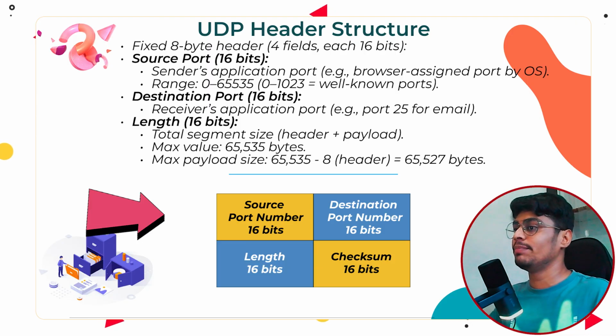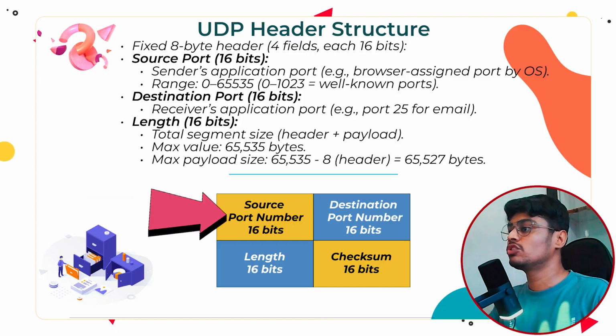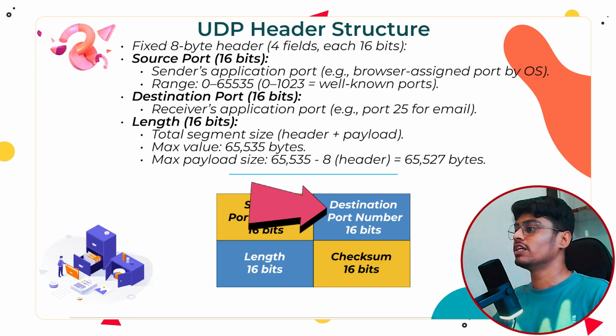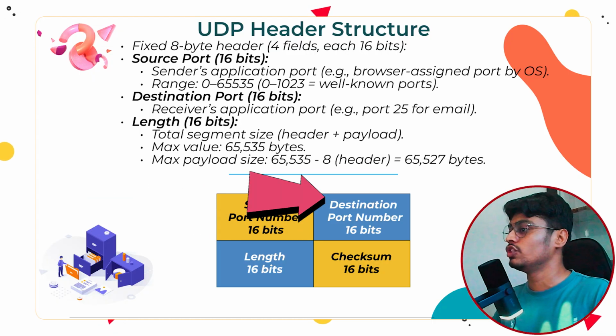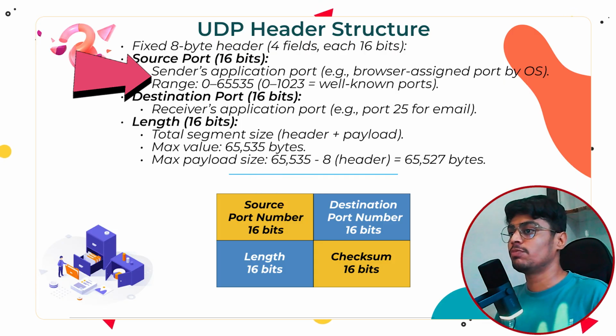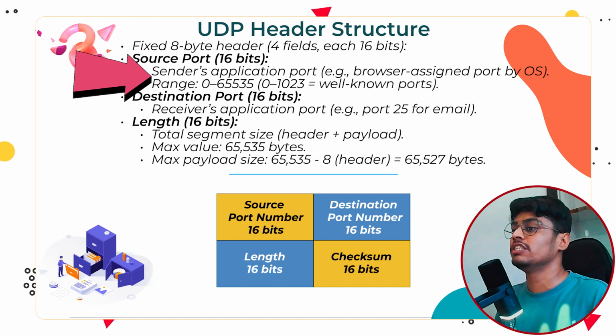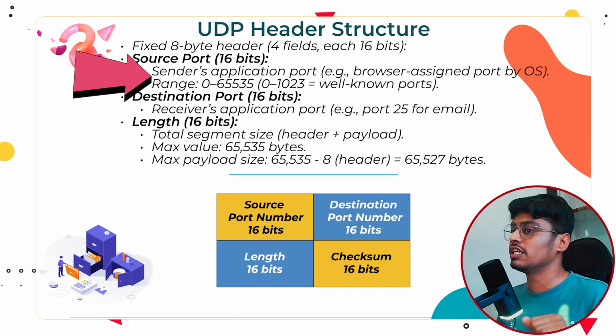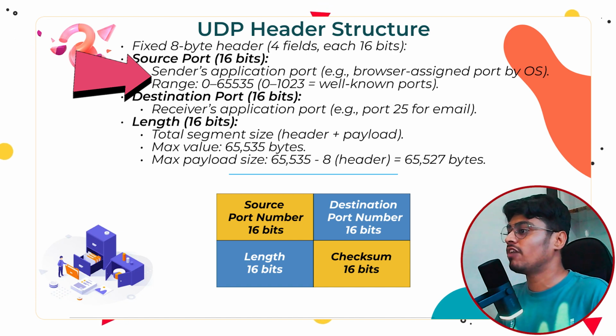So there are only 3 mandatory fields. The first field is source and destination port. The first field is source port and the second is destination port. We have already discussed ports, that for end-to-end delivery we use port numbers. The maximum port number range is from 0 to 2 raised to power 16 minus 1, which is 0 to 65,535.